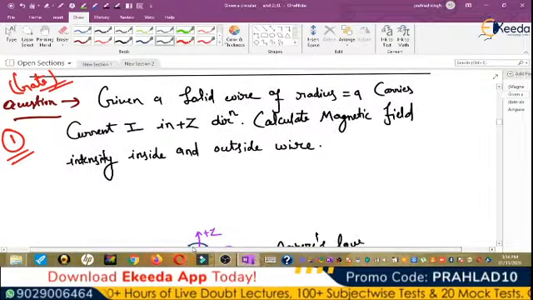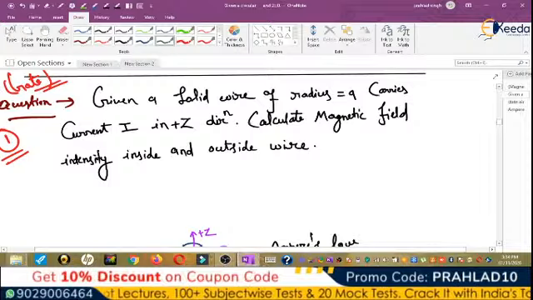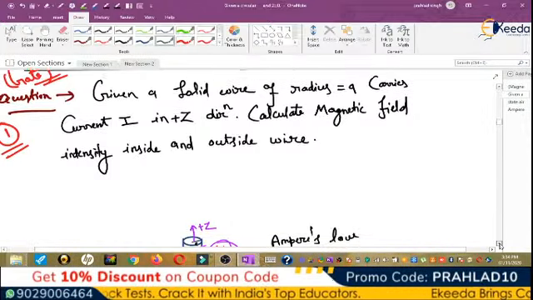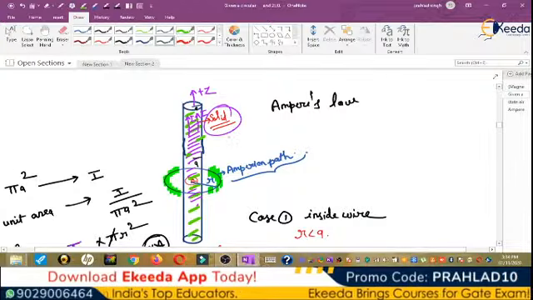So the question is: given a solid wire of radius A carrying current I in the Z direction, calculate the magnetic field intensity inside and outside the wire. So this is the question given. This is a solid wire which has radius equal to A. So we have to calculate the inside magnetic field and the outside magnetic field.